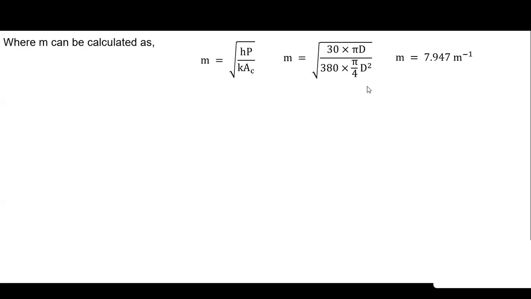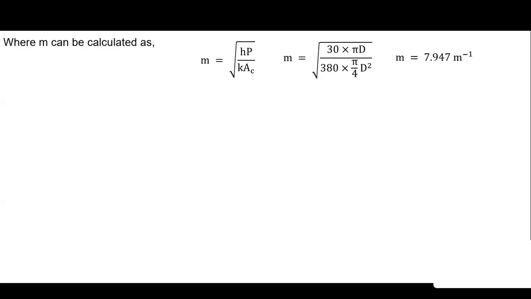Then we can calculate m as under root hP upon kAc, just putting the values. Already we have got P and Ac, so we can directly put those values, h is already known, k is given 380, and m was found to be 7.947. Just note the unit of m, it is meter raised to power minus 1, means 1 upon meter. So when m is multiplied by L, m is 1 upon meter, L is meter, so it is going to get cancelled and mL will become a dimensionless term. Or we can call mL a dimensionless length.